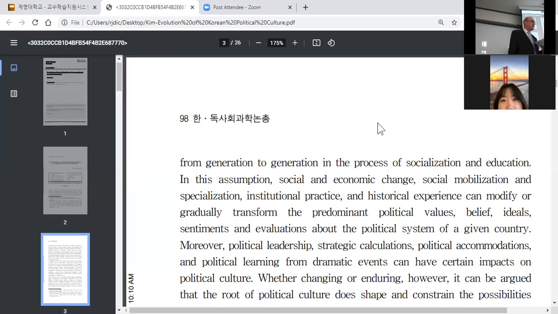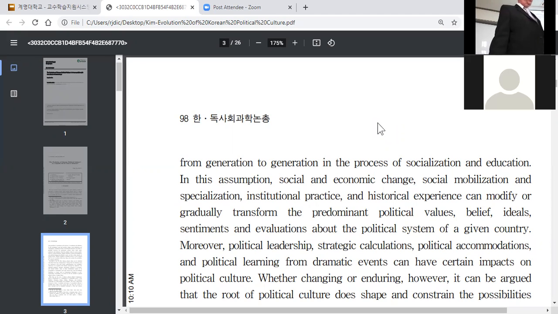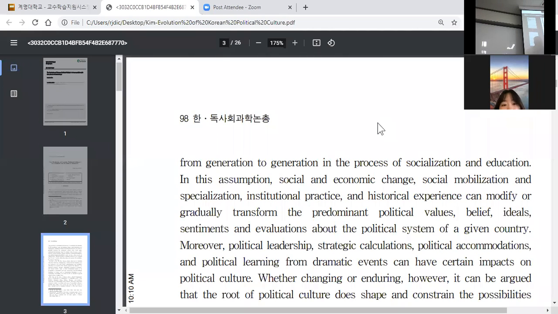Because we believe in that, under that assumption, social and economic change, social mobilization, moving from rich to poor or whatever, and specialization, institutional practices in government, and historical experience all modify and transform political values. So America today is what it is because of what America did 20 years ago, 50 years ago, 100 years ago, 200 years ago. And you can't just take that system and drop it in a new country, because in every country, it's going to be based on its past.